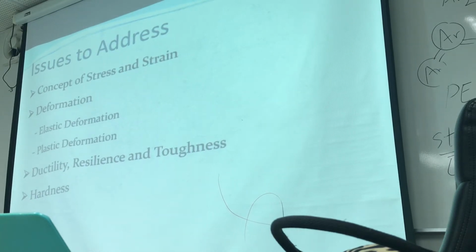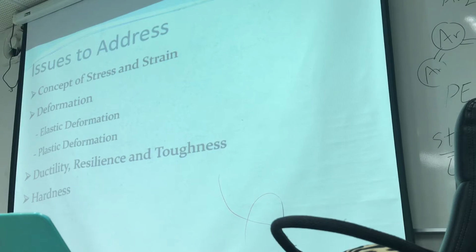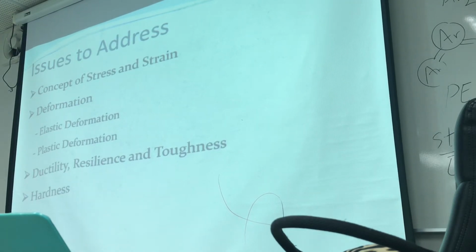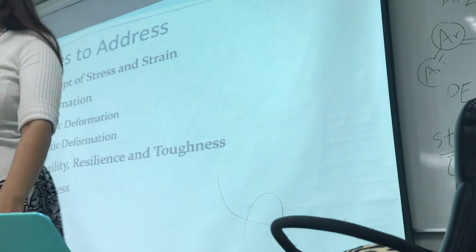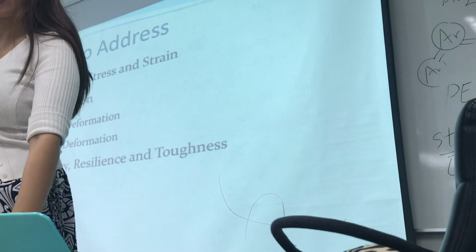Ductility is the ability of the material to elongate. And then resilient toughness, we're going to talk into detail a little bit. And the final part, we're going to talk about hardness. So this is something that we are going to talk about in this case.